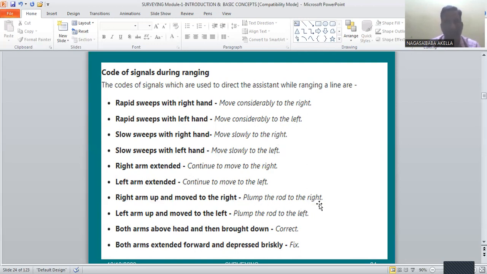Plumb the rod to the right. Your rod is not in the plumb, so you have to move the rod to the right. Left arm up and move to the left means plumb the rod to the left. Both arms above head and then brought down means correct.